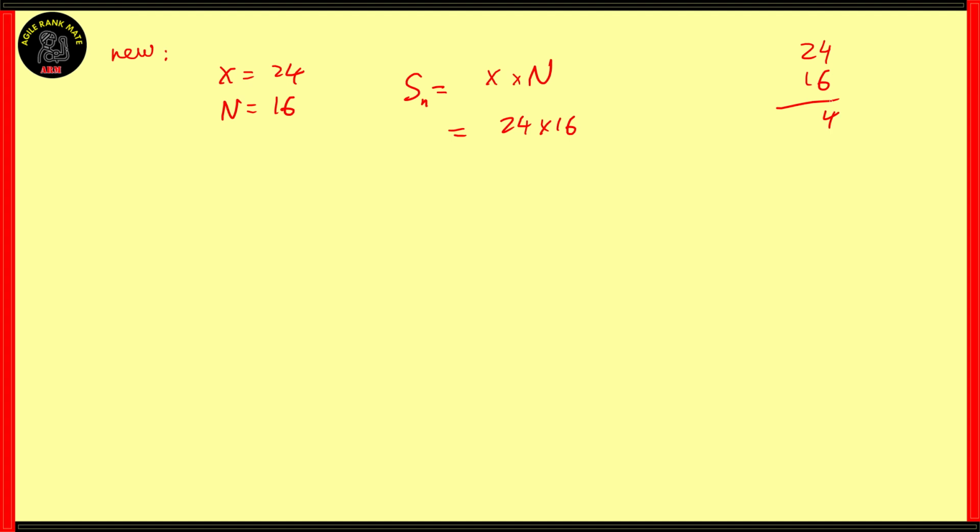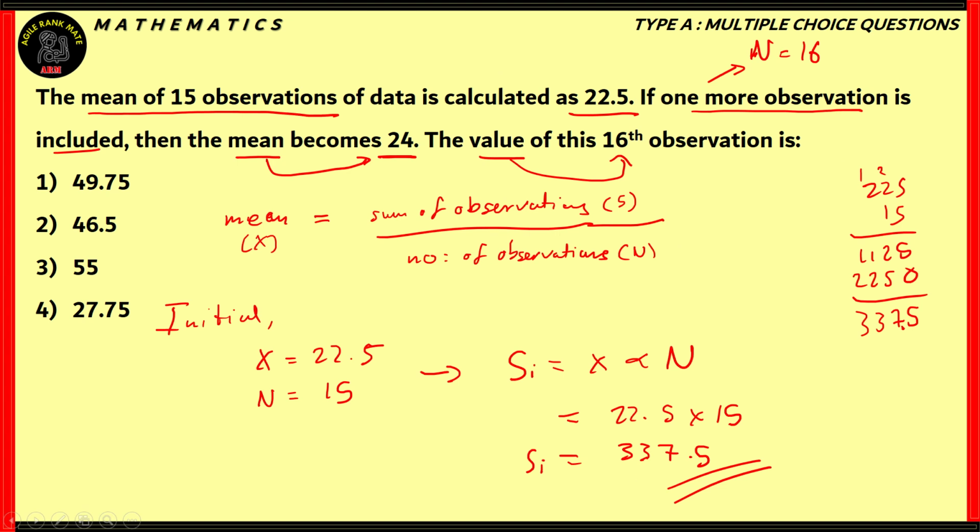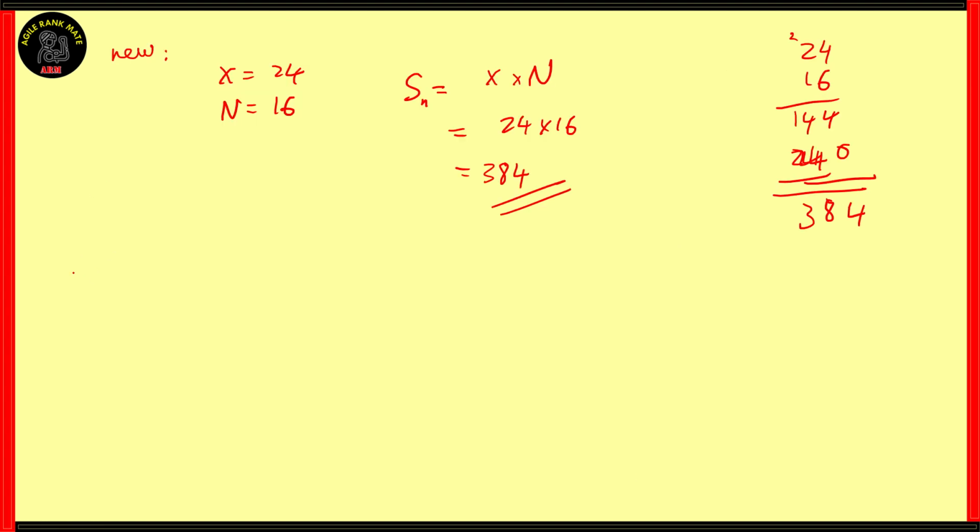Let's calculate that. 4, 12, 144, 4, 2. So what we get is 4, 8, 3. So 384 is the new sum of observations. So when you have 16 observations, then the sum is 384. When you had 15 observations, the sum is 337.5. So all you have to do, in order to find the 16th observation, is subtract S initial from S new.